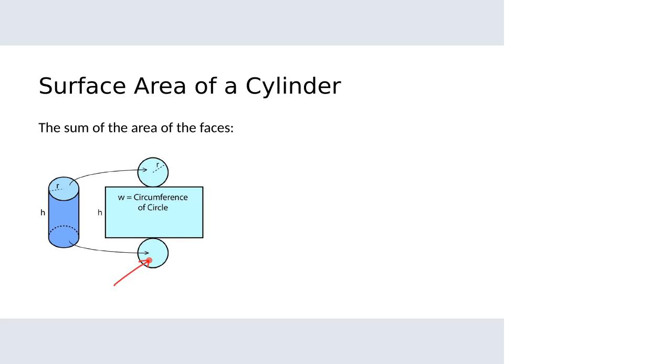The area of a circle is pi r squared. We also have this circle up here that also has an area of pi r squared. So we've got pi r squared on the top and pi r squared on the bottom. We'll keep that in mind as we build our formula for the surface area of a cylinder. That's 2 pi r squared, so we're multiplying 2 times pi r squared because we want to count this one and this one. So 2 of those.